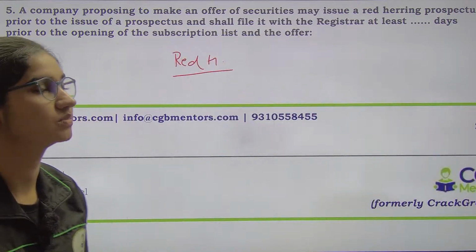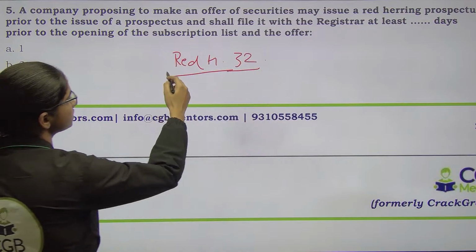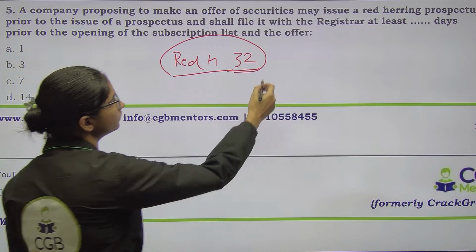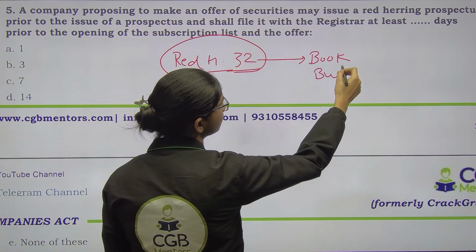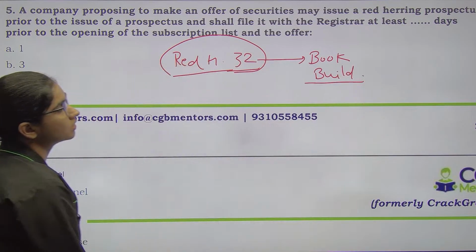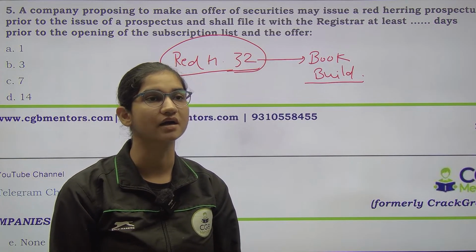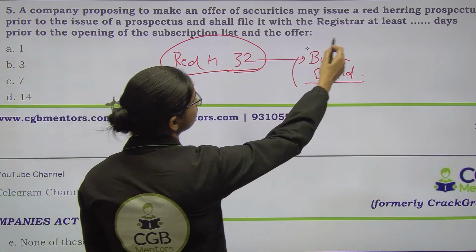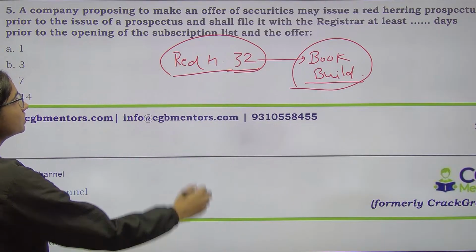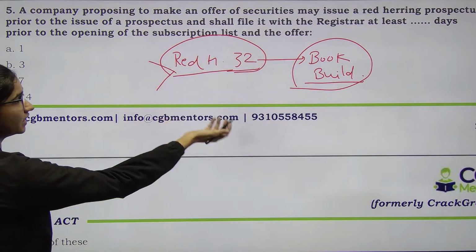Yes, it is section number 32 which is talking about the red herring prospectus. This prospectus is issued by a company to facilitate book building. There is a process where the company tries to find out the price of the shares by analyzing the market demand for the shares. This process is known as book building. To facilitate it, the company issues the red herring prospectus, and this prospectus is issued before the original prospectus.